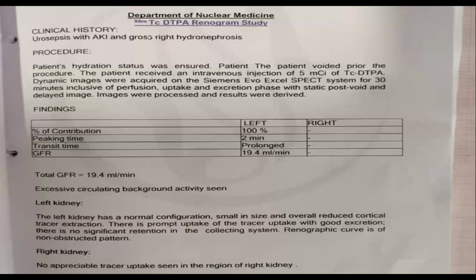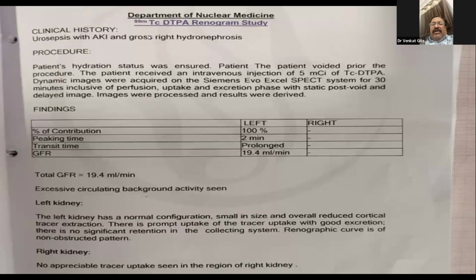Sir, I would remove both the stents first and repeat the DTPA scan after 4 weeks. And as you said, the right side function is 20%, sir. After discussing with the patient, I will post her for pyeloplasty.